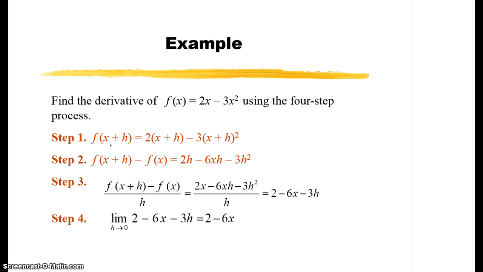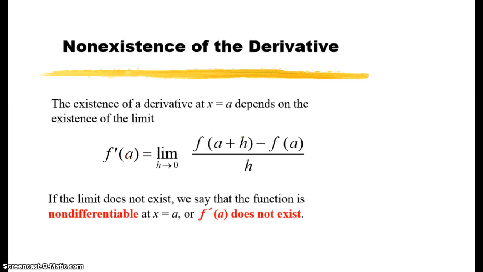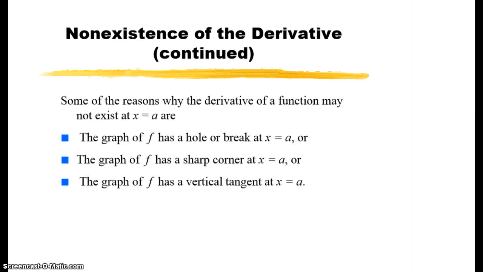Okay, first you start with f of x plus h, then you do the difference, then you divide by h, and then you take the limit. Alright, and when does the derivative not exist? Well, obviously the existence of the derivative at a depends on the existence of this limit. When x becomes a, this is normally x, now it becomes a. If the limit doesn't exist, we say the function is not differentiable at x equals a, or simply f prime of a does not exist.